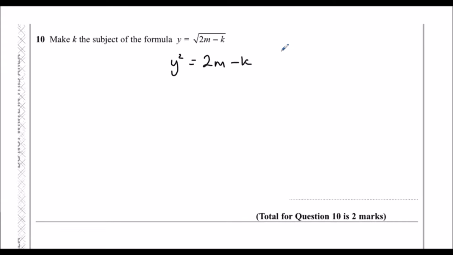I'm going to make the k positive, so plus k to both sides. So we've got y squared plus k is equal to 2m. And then to get k by itself, at the moment it's added to y squared, so we do the opposite, we take away y squared from both sides. So k is 2m minus y squared.